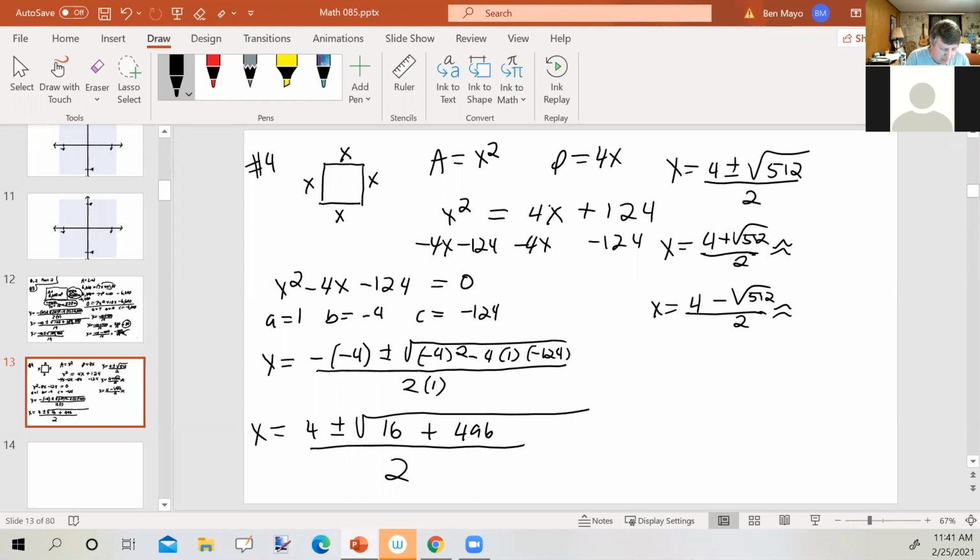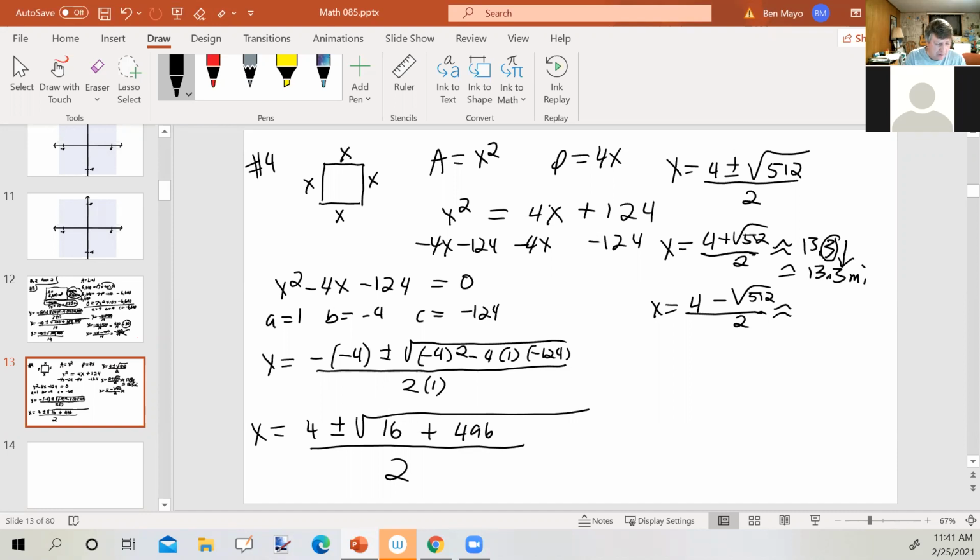Okay, so the first one, parentheses 4 plus the square root of 512. Close it up, close up the whole thing, divided by 2. And I get 13.31. It said round to the nearest 10th. So this 3 would be in the 10th column. The 1 would round down. So we're going to get 13.3, and that's miles.